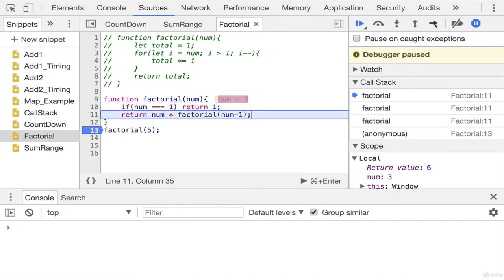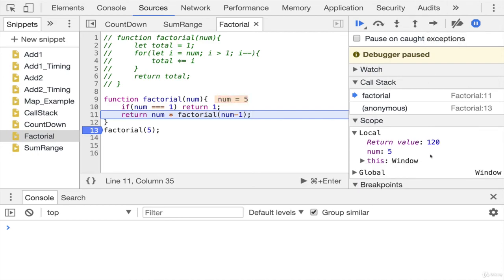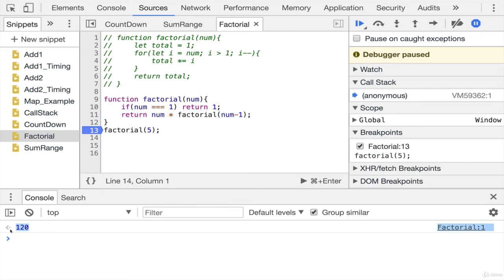So then we work backwards. You can see the return value growing from 1. It then is multiplied by 2, then by 3. Now we're going to multiply it by 4. We get 24. Then we multiply it by 5, and we get 120, and then that's the return value, 120. And you can see the console displays the return value of 120.